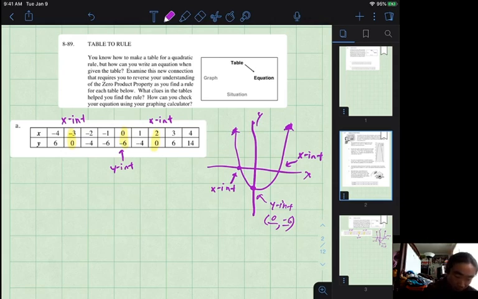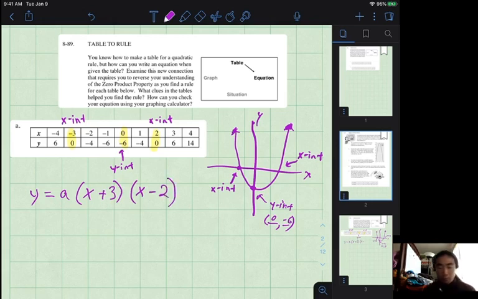So y equals a times (x plus 3) and (x minus 2). That's what we know so far about our parabola. See how these things match up with the intercepts, okay? So there's some kind of opposite relationship with the signs. Remember, we want this whole quantity that I'm currently underlining to equal 0.